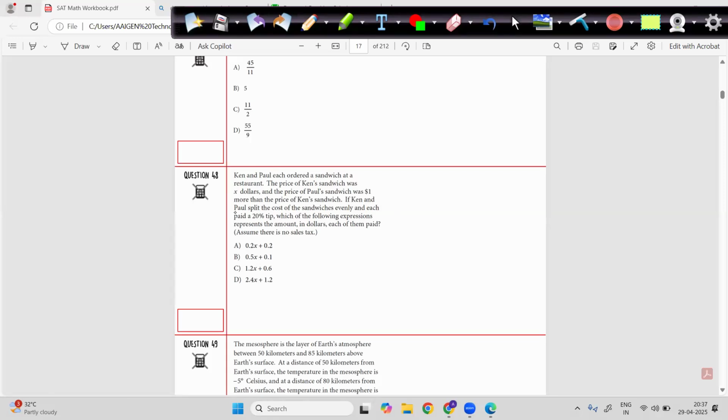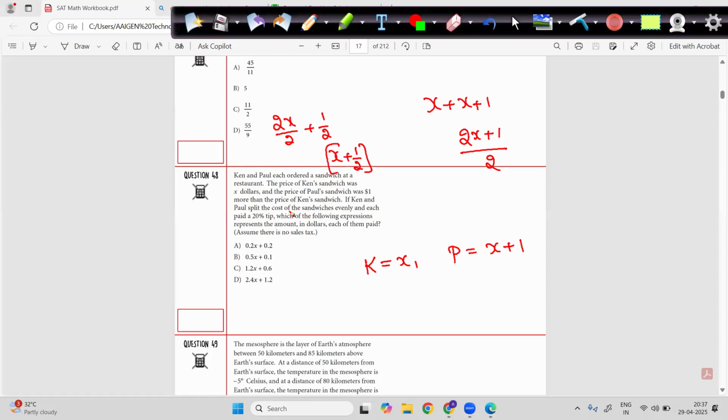Ken and Paul each ordered a sandwich at a restaurant. The price of Ken's sandwich is x dollars and the price of Paul's sandwich was $1 more. Since both of them are friends, they decide first they'll see what is the total cost, 2x plus 1, and they decided that they will distribute equally among them. So 2x plus 1 by 2, which is 2x by 2 plus 1 by 2, which is x plus 1 by 2.